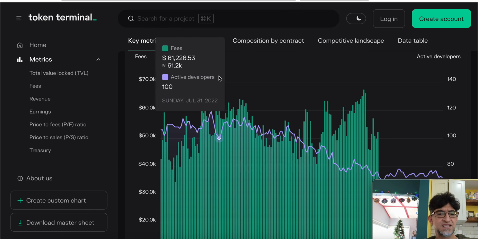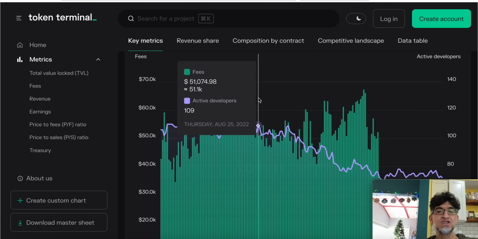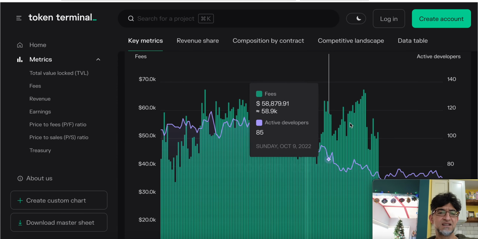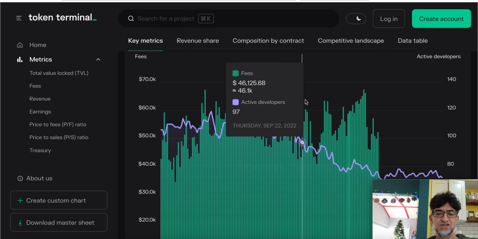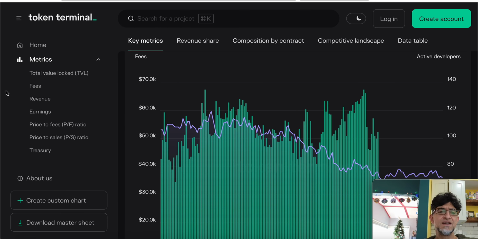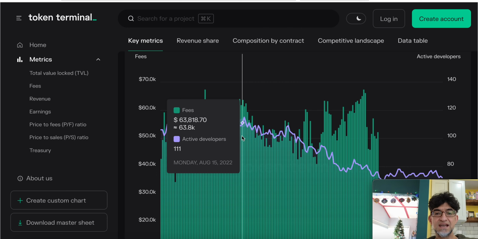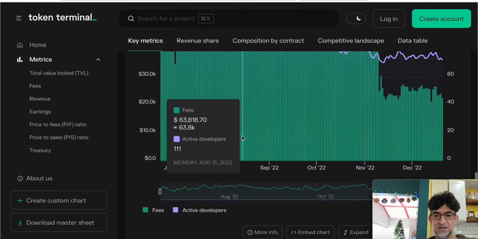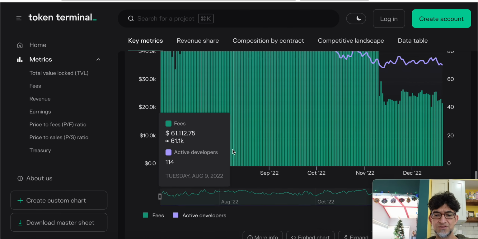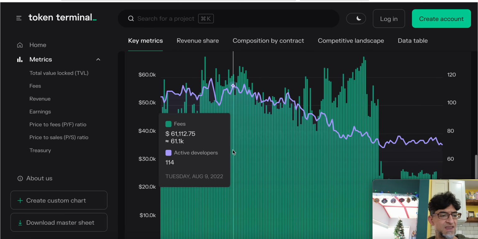And then I think this is the last one. Yep, the last one is from TokenTerminal. You can get a lot of data from TokenTerminal. I won't go into it, but I'll just tell you quickly. On the left side here, you can see fees, revenue, earnings, price to fees, price to sales ratio, and treasury. The treasury information would be really helpful, but there is no information. Every time I look at a project, it says NA. The good news is they do have data on developers. I clicked here on active developers, and so you can see that data there.